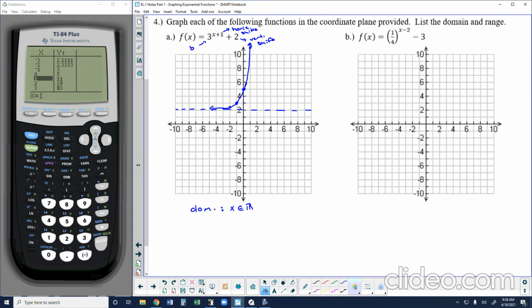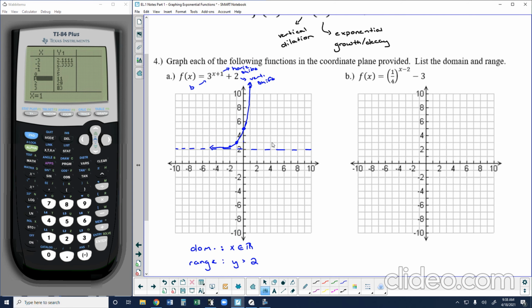The range of this function would be the y values that it covers. And we can see that it is above the asymptote here, so it's greater than 2. And as we remember, what an asymptote does is it gets closer and closer and closer to 2, but it never intersects 2. So y is going to be greater than 2. Never equal to, but greater than 2.